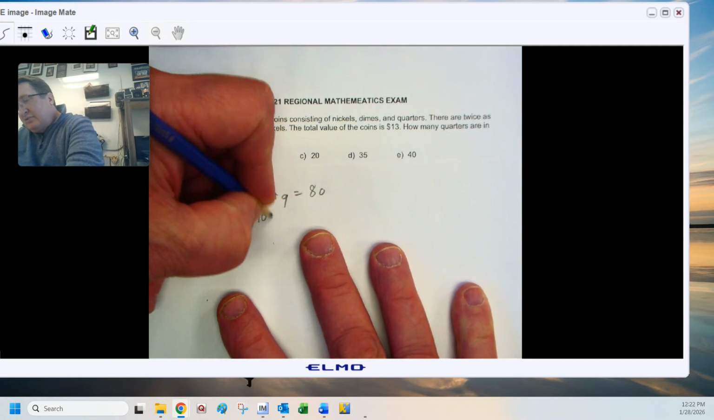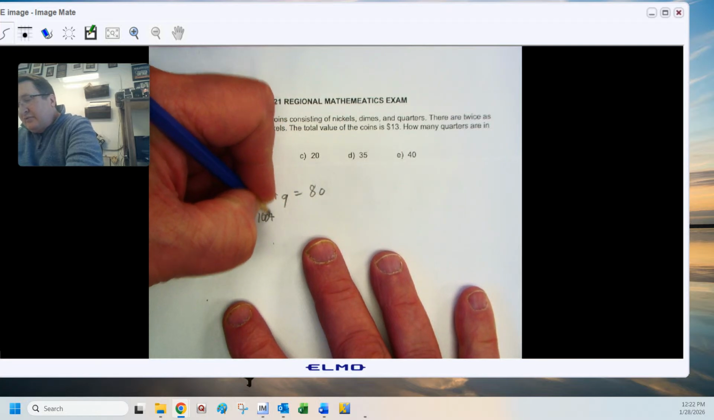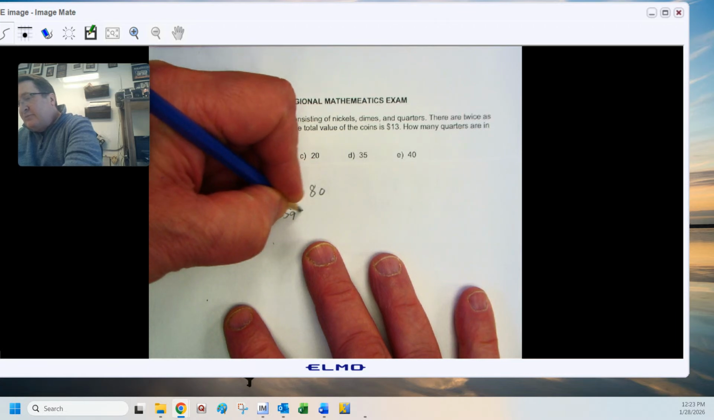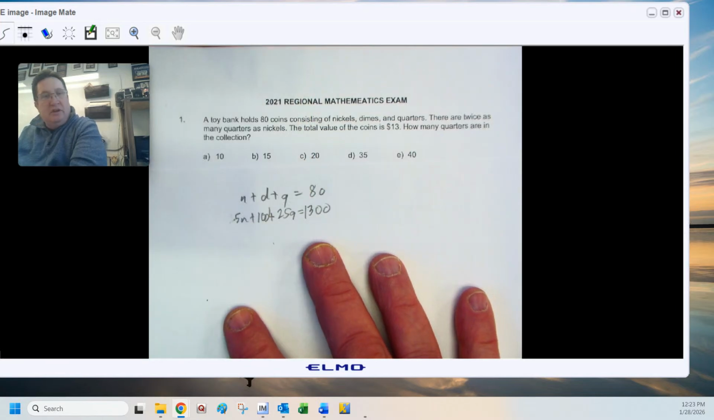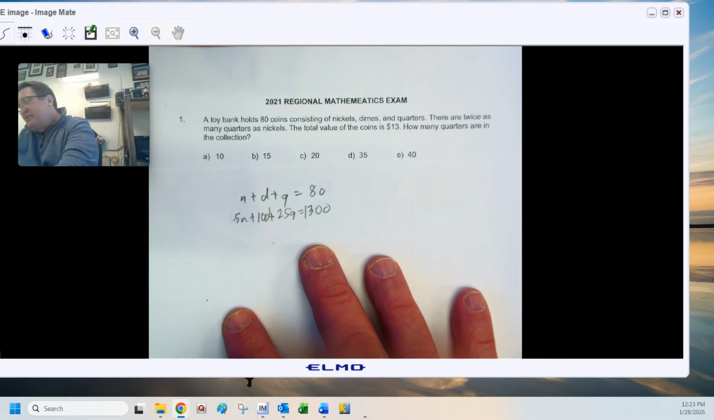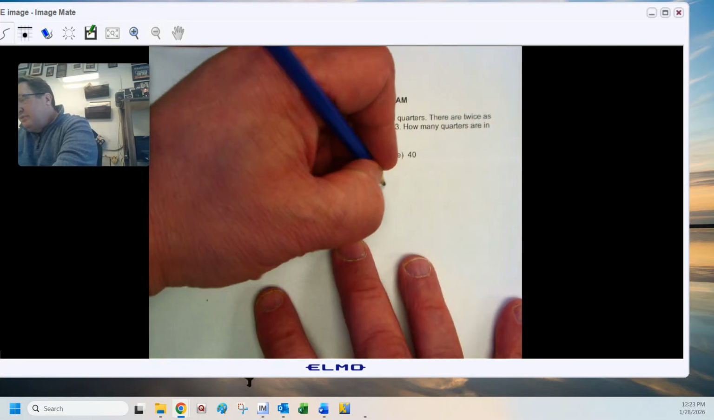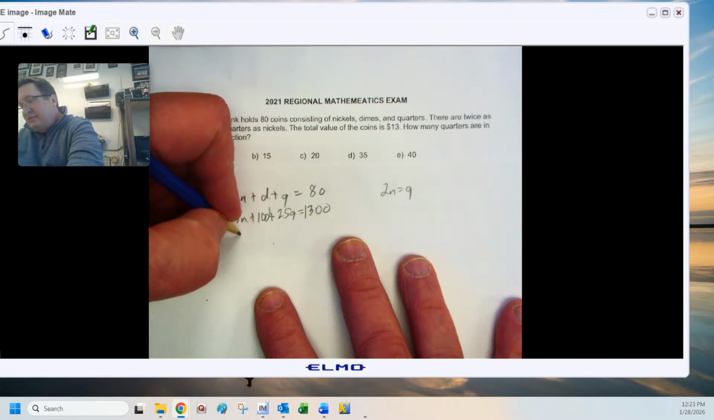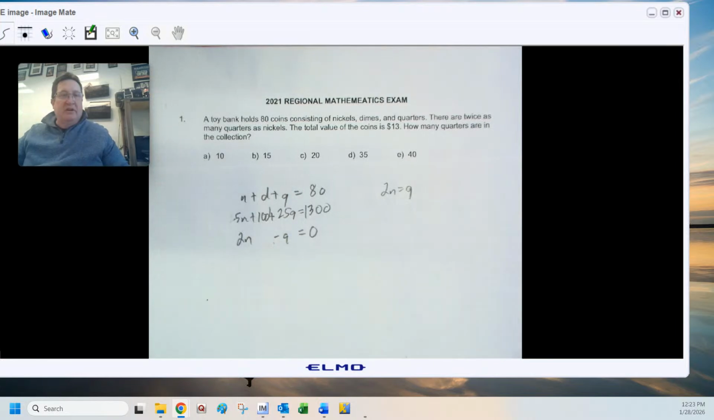So there's 80 total coins, so the number of dimes and nickels and quarters is 80. And then 5 times the number of nickels plus 10 times the number of dimes plus 25 times the number of quarters is $13. You can see those equations. And then it says there are twice as many quarters as nickels, so let's think about that. So that means that if we took 2 times the number of nickels, we would have the number of quarters. And so let's write that over here this way, 2n minus q equals 0.